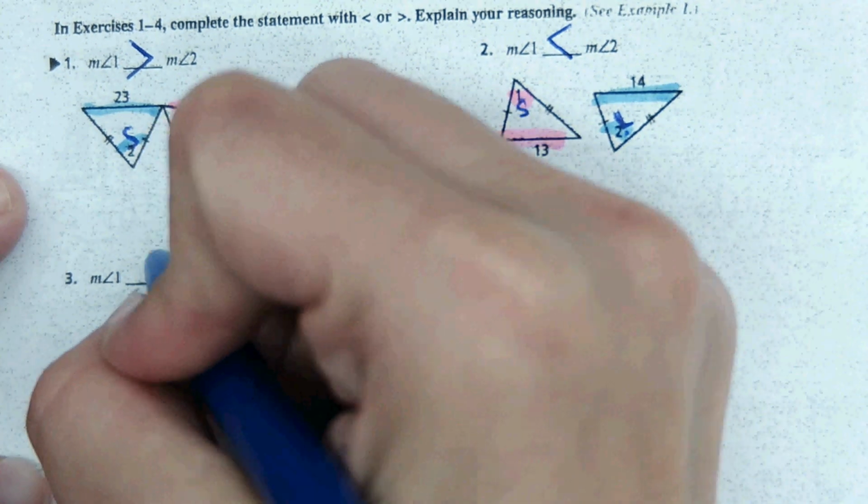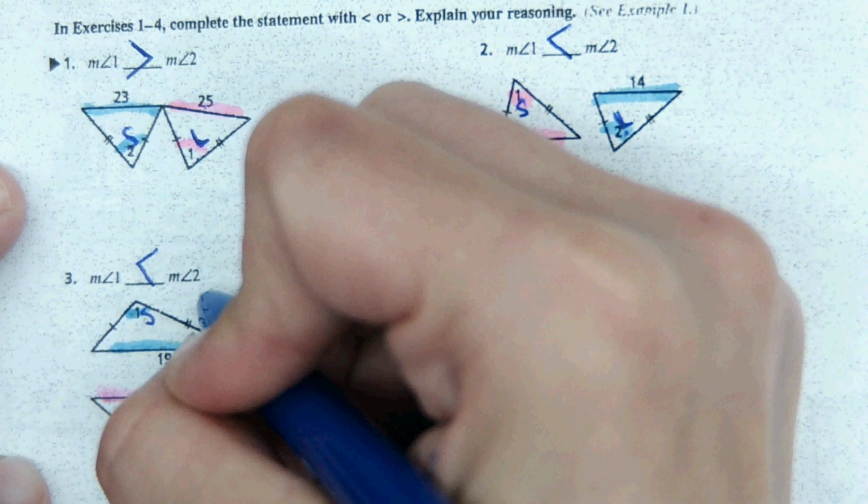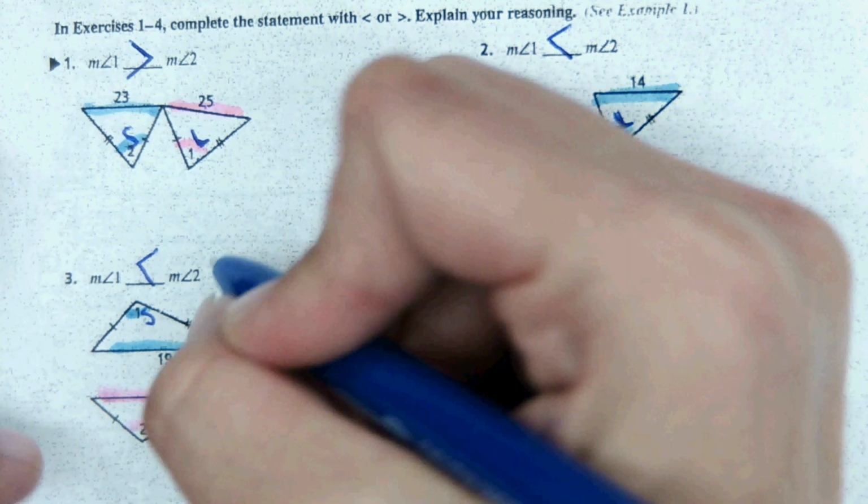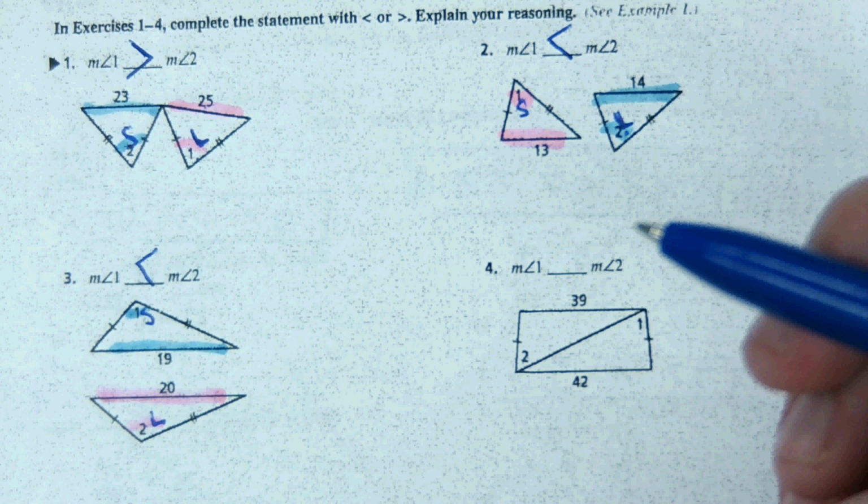Angle 1 corresponds with this side. 2 corresponds with this. So this would be larger and smaller, and then measure angle 2 is bigger.